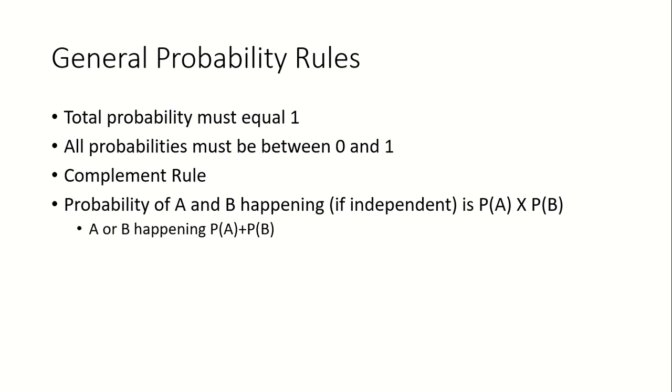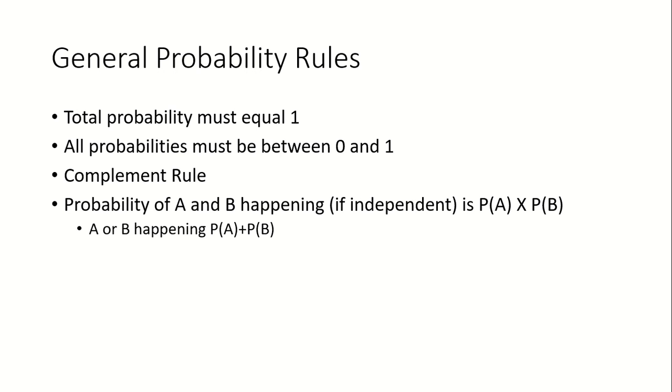So, general probability rules. The total probability must equal 1. All probabilities must be between 0 and 1. You have the complement rule, which means if there are only two events, A and B, 1 minus the probability of A equals the probability of B since they all sum to 1. For example, if A is 0.3, the probability of B is 0.7. Those are the only two events. 1 minus 0.3 is 0.7.